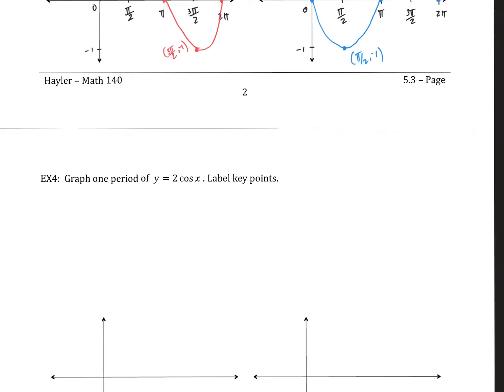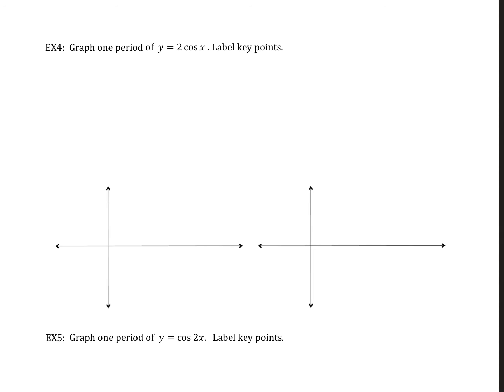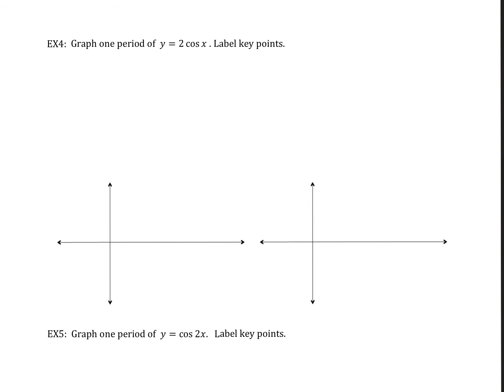Let's take a look at a few other ones. So now we're going to be using cosine. So we're going to graph one period of y equals 2 cosine of x, and we'll label any of the key points. Alright, so here we go, the parent function. I'll keep using blue. Y equals cosine x is the parent function. We'll go ahead and start with the main values.